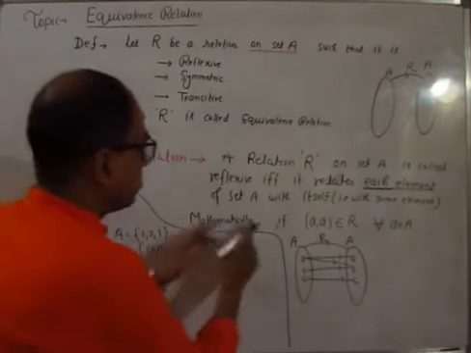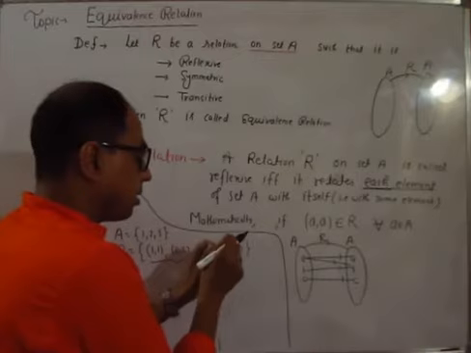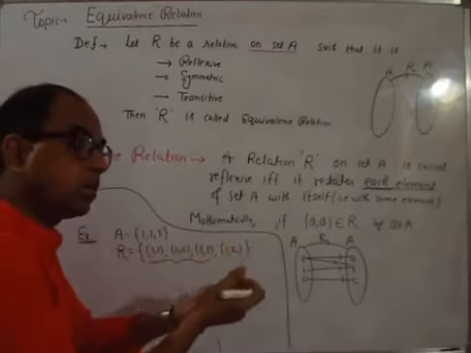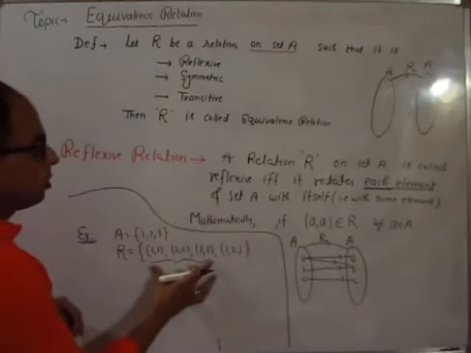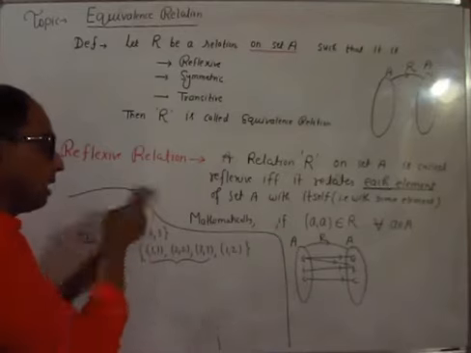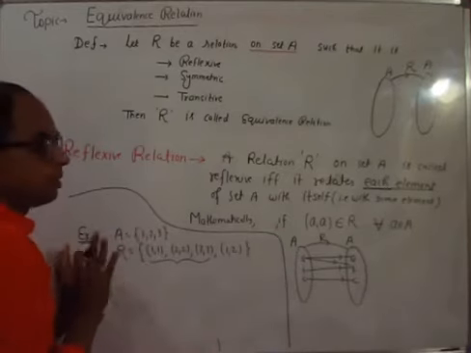Now 1 may be related to other elements also. Clear? But the necessary condition is that each element should be related with itself. So this must be there. Each element, not one element, each element of set A must be related with itself. Then it is called reflexive relation.